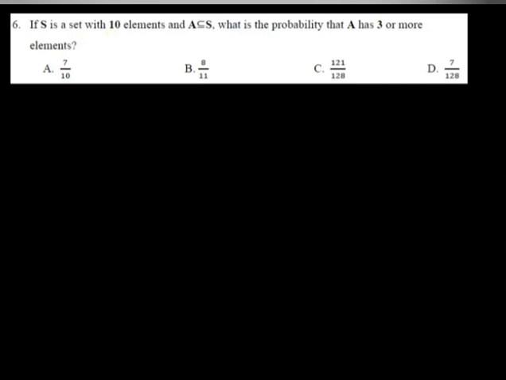If S is a set with 10 elements, and A is a subset of S, what is the probability that A has 3 or more elements? To make things clear, you can represent S by something. Say S contains 10 elements, up to 10, and A is a subset of S.